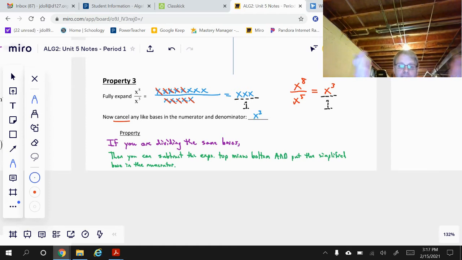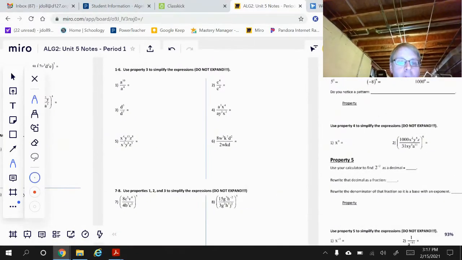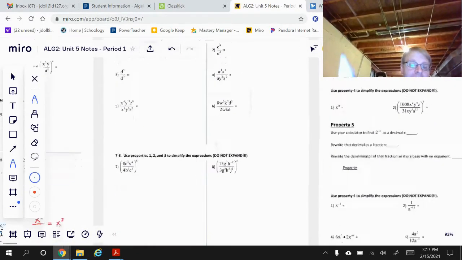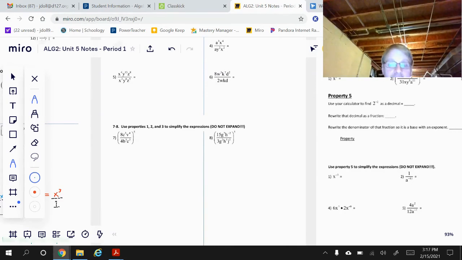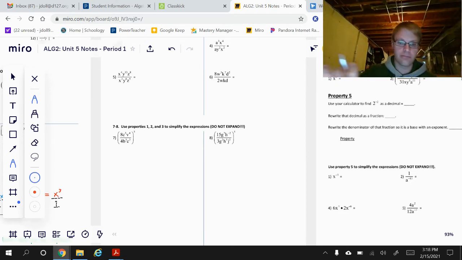So if we are dividing like bases in the same term, we can then subtract the exponents, top minus bottom, and put that simplified base in the numerator. Again, there are a number of problems here to practice. You can see 1 through 6 works with only property 3. 7 and 8 are getting pretty hefty here, right? These are getting to be some pretty complex single-termed expressions. This would use properties 1, 2, and 3 to fully simplify the expressions at this point. Again, whether you want to work on these right now and stop the video or come back to them, totally your choice, but please actually engage and work on these examples here.